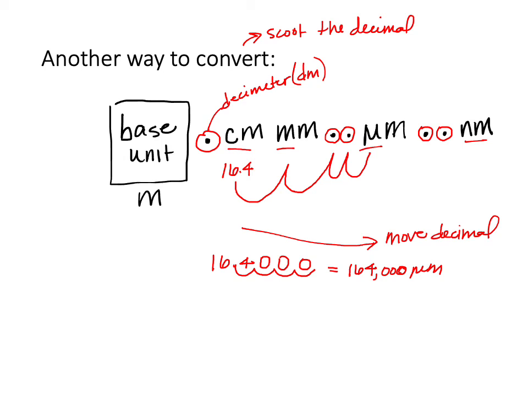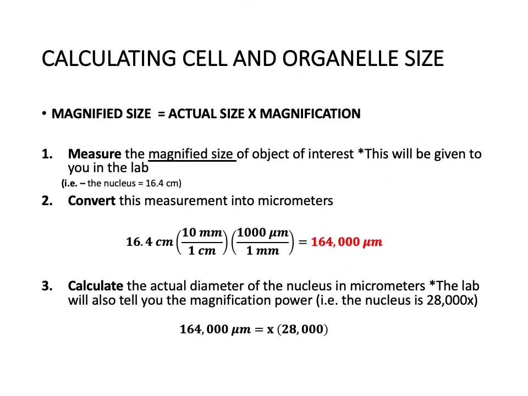Say you were asked to convert nanometers to micrometers. Well, now I'm going to move 1, 2, 3 to the left. So I'd need to move my decimal left, so my number will get smaller. The direction that you have to loop tells you which direction to move your decimal. The number of loops you make tells you how far you move your decimal. But again, both ways are going to get us to that converted measurement of 164 microns.